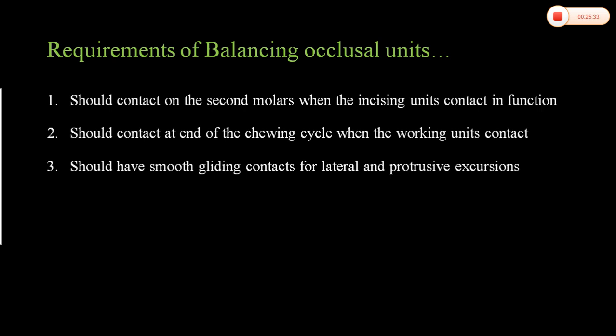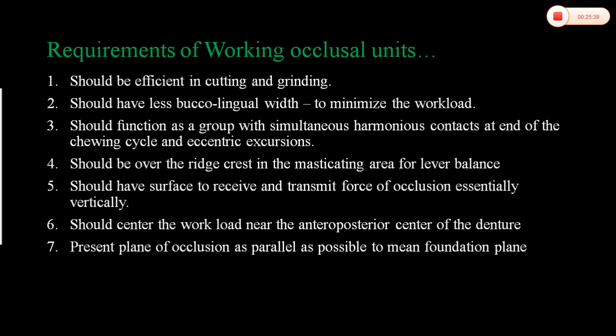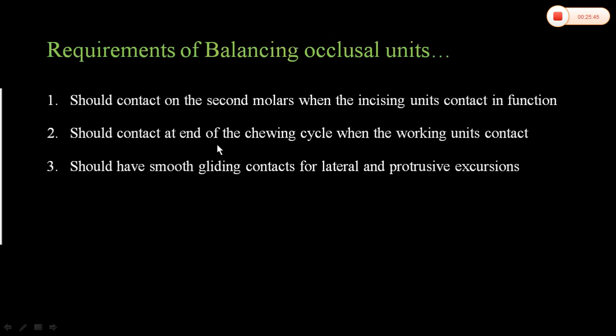And it should contact at the end of the chewing cycle when the working units contact. We have seen previously, at the end of the chewing cycle, even the balancing side contact has to be there along with the working side units. There should be smooth gliding contact for lateral and protrusive excursion. Now we have seen, right? The mesiodistal or buccolingual interlocking should not be there, so that when the patient is chewing, there is smooth gliding of upper and lower teeth without any lateral or protrusive interferences, right?